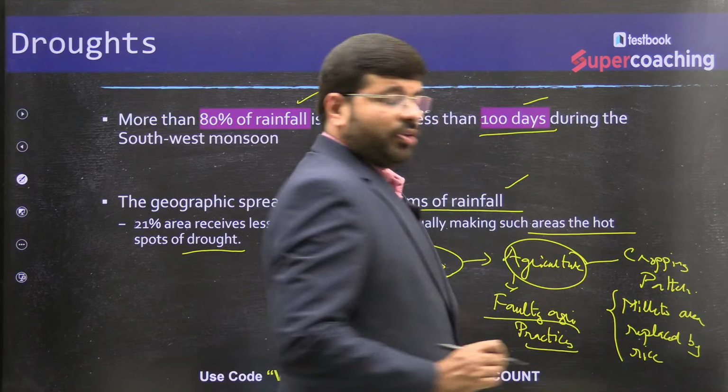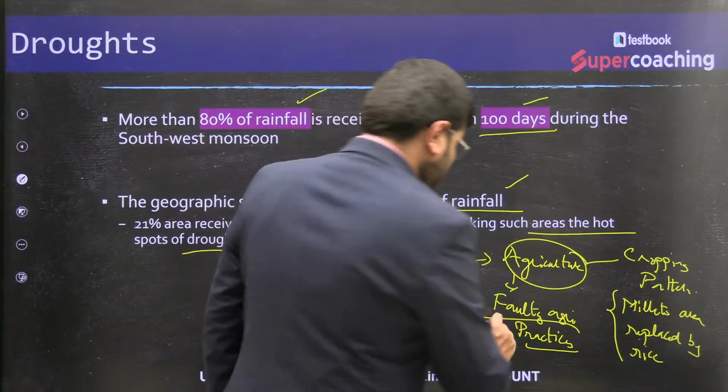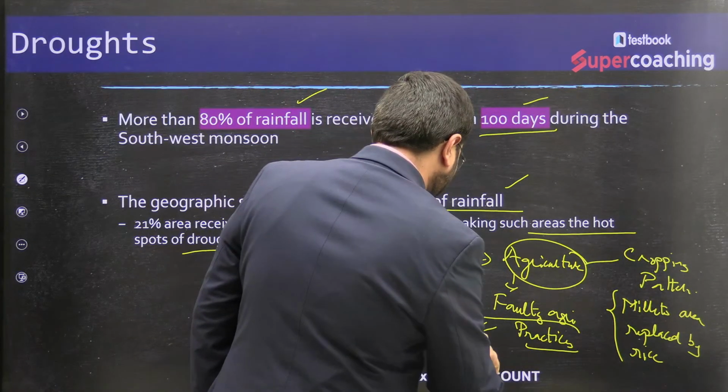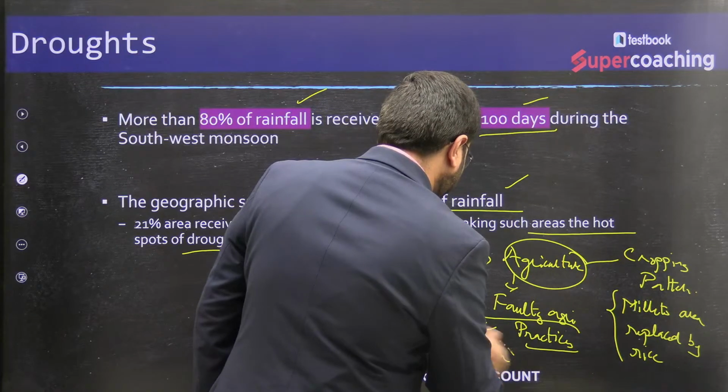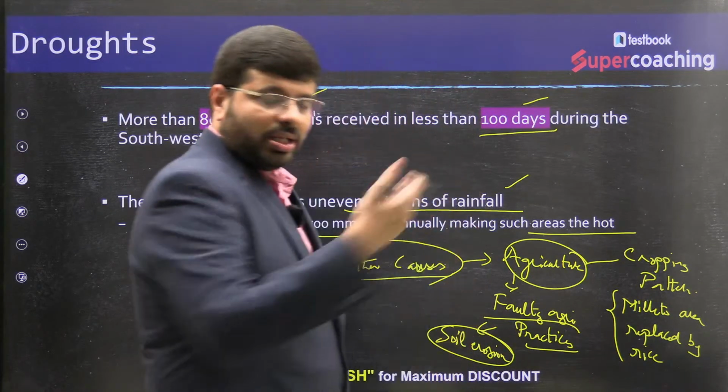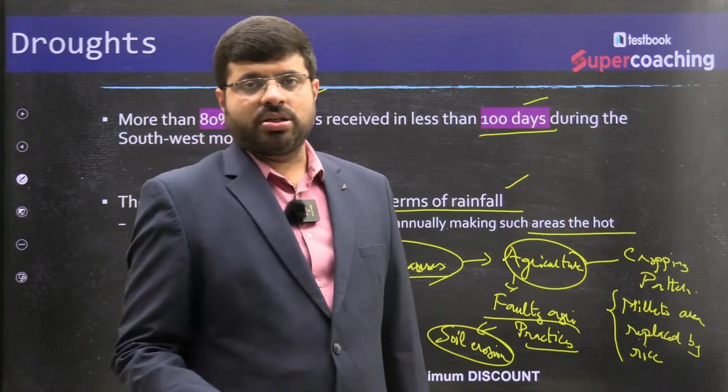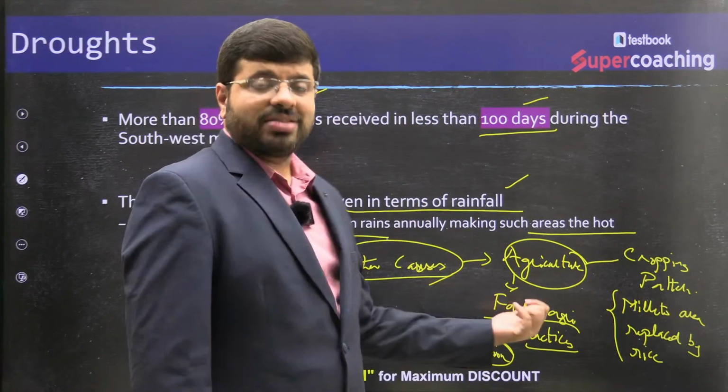For example, if you promote faulty agriculture practices, soil will be eroded. As soil erosion happens, the runoff would increase. There is no percolation. Then also moisture is lost. That is also a reason.